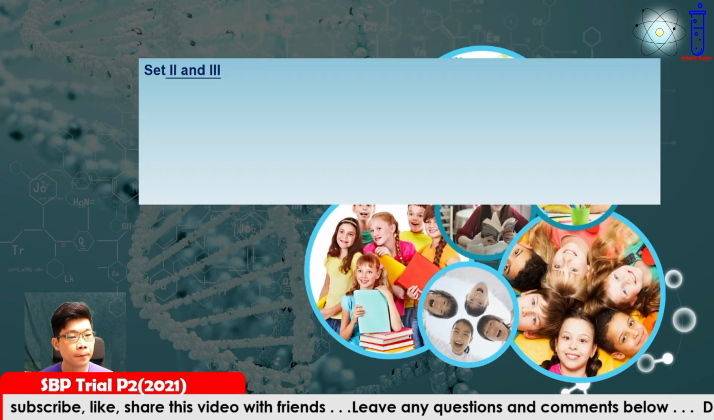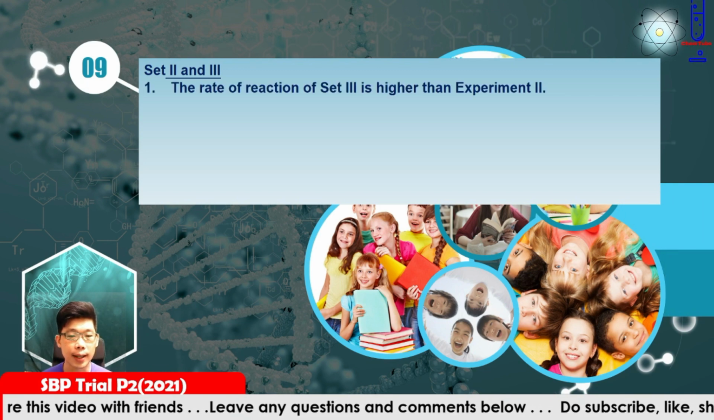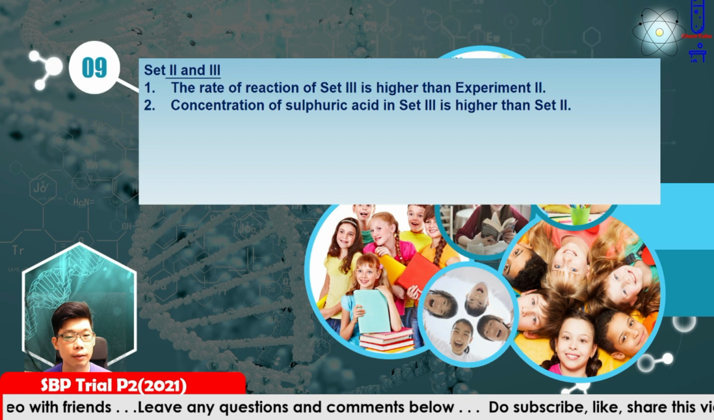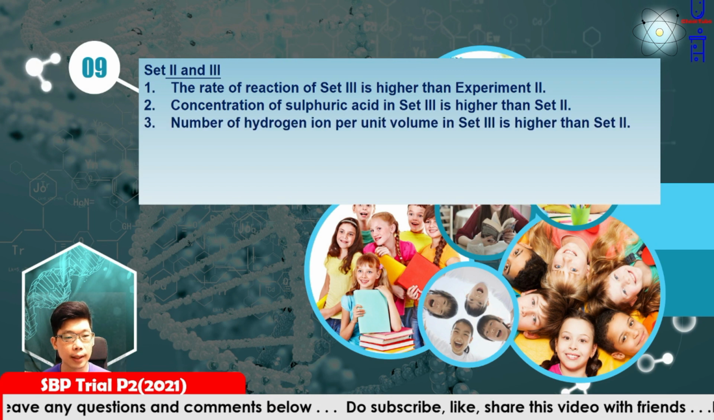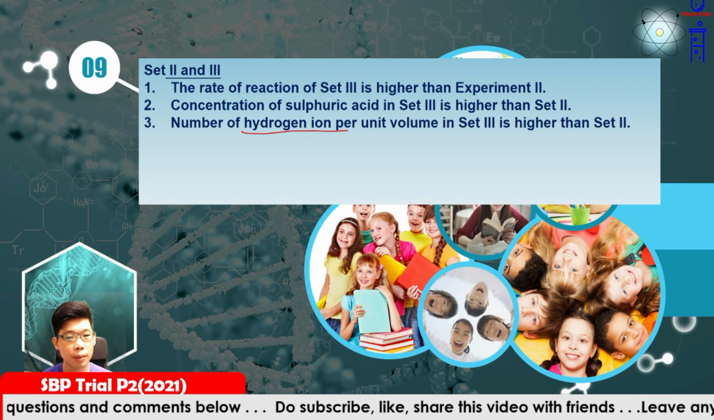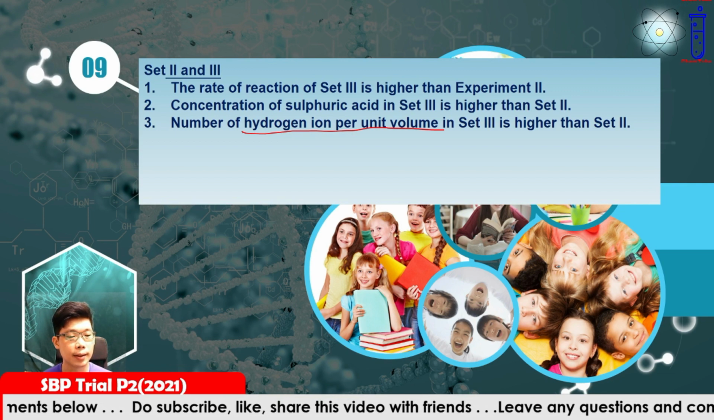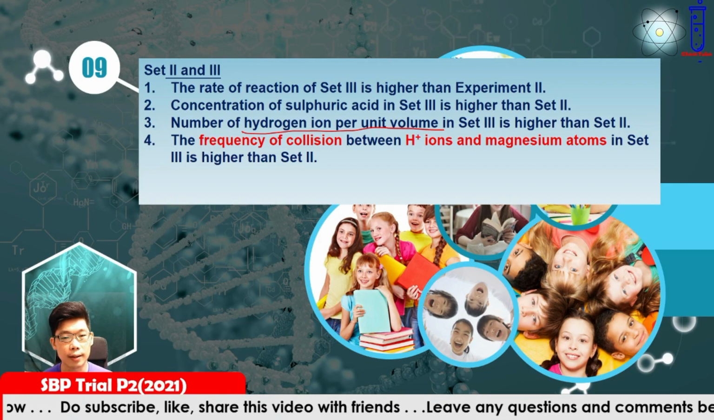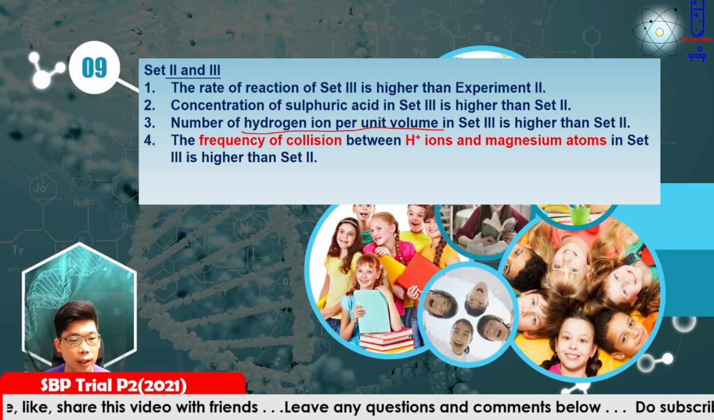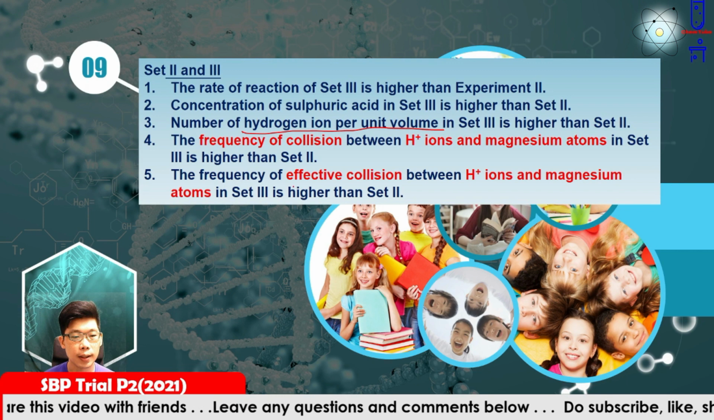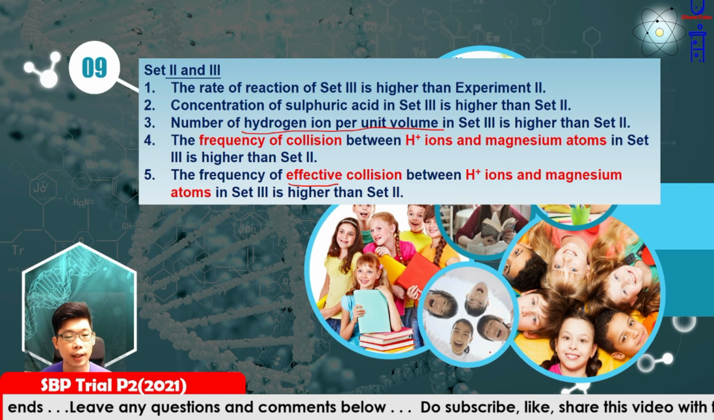Now set 2 and set 3 is because of the concentration. So the rate of reaction for set 3 is higher than set 2. The concentration of sulfuric acid in set 3 is higher than set 2. If the concentration of acid is higher, it means the number of hydrogen ions per unit volume in set 3 is higher than set 2. Then point 4, the same as just now, the frequency of collisions between the hydrogen ions and magnesium atoms in set 3 is higher than set 2. Point number 5, the only difference is the effective collisions. So get ready for the explanation using the collision theory.